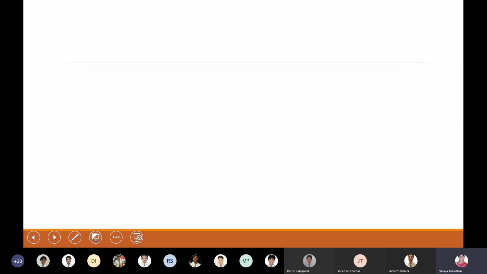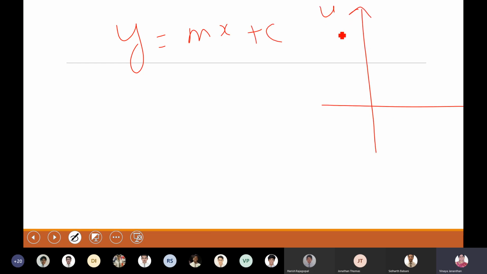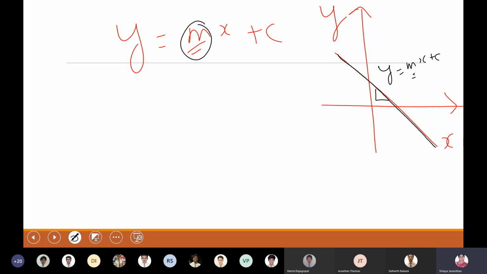Okay, one second, boys. I have to do a bit of mathematics. y is equal to mx plus c. If I have a y versus x graph, clear, boys? Now, what is m? This is the graph I'm getting. Here, the slope of the graph is represented by m. Now, this is called the y-intercept.